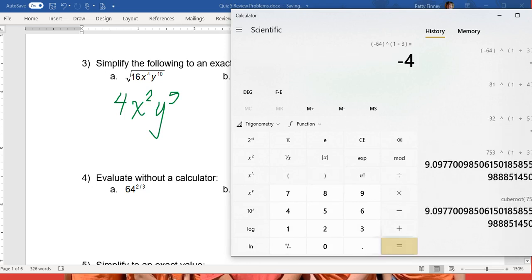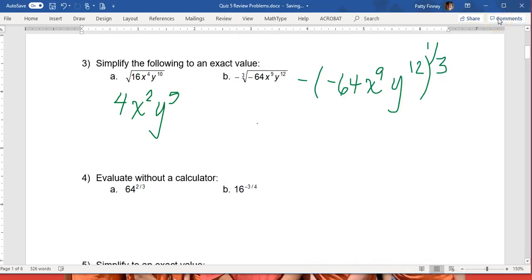Gives me negative 4. So I've got negative 4. 9 times 1/3 is x to the 3rd. 12 times 1/3 is 4. So we've got negative 4 x to the 3rd and y to the 4th.